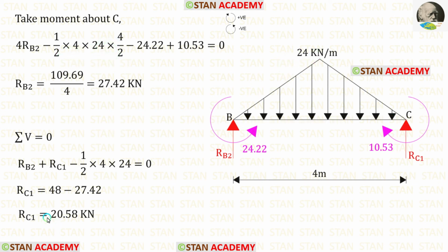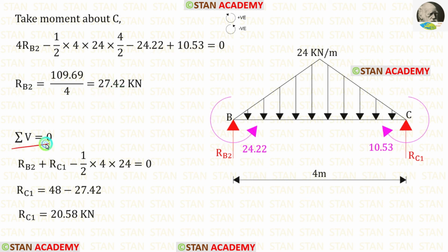Now let us find the centroidal distance. This is a symmetrical triangle, so the centroid lies in the center. To find the centroid, we have to divide the length 4 by 2. This moment is acting in the anticlockwise direction, so that will be negative. And this moment is acting in the clockwise direction, so that will be positive. Finally, for RB2, we are getting 27.42.